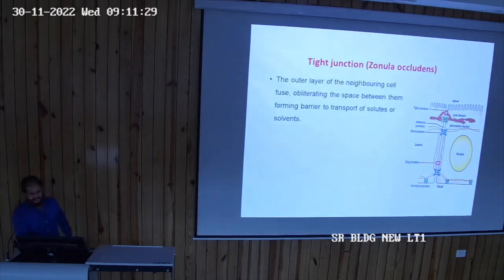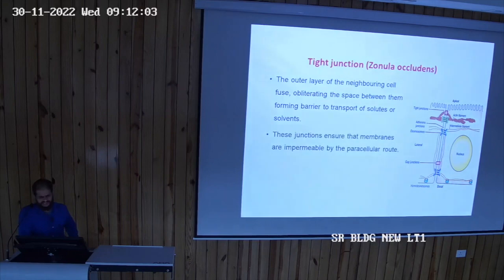So what happens in this? It obliterates the space between those two. In tight junctions, the outer layers of the neighboring cells obliterate the space between them, forming a barrier to transport. Apart from connecting cells, it is also forming a barrier to transport of solutes or solvents, so that the solutes and solvents cannot communicate with each other. That is what tight junctions are for.